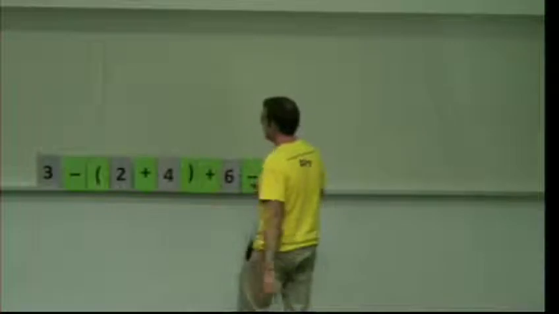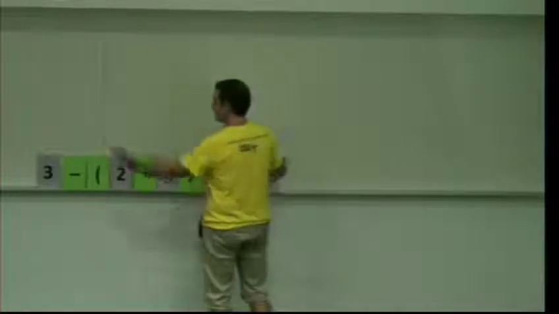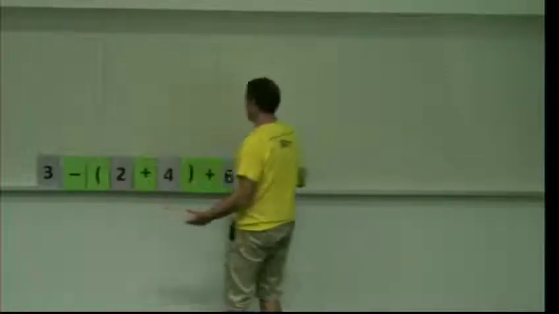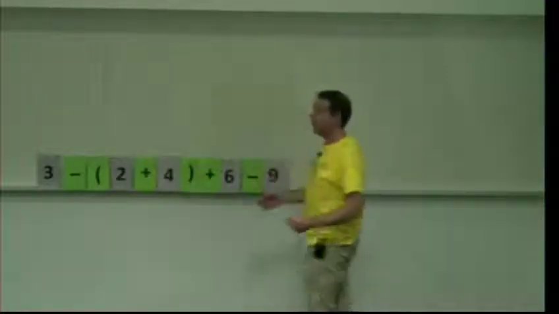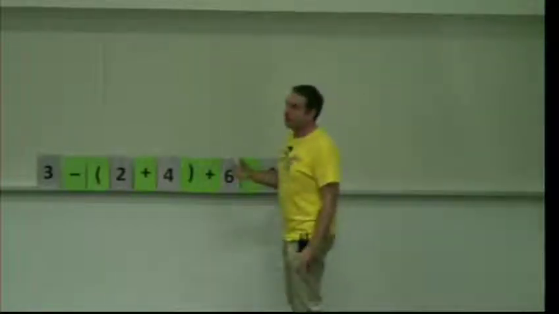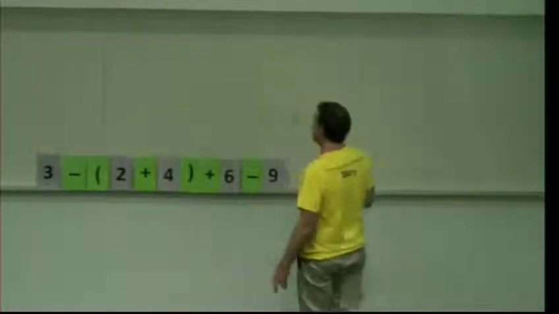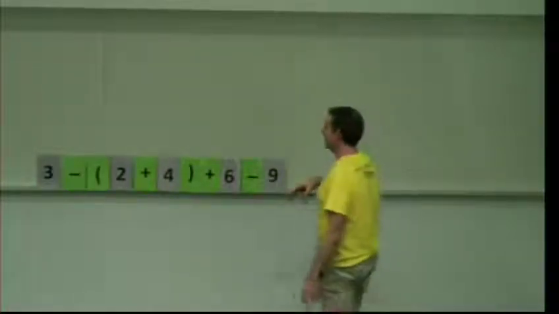If we look at this, I'll have 2 plus 4 will be 6. I'll have 3 minus 6 and then plus 6. So minus 6 and then plus 6 would come out as 0, and I have 3 minus 9. So my answer would be minus 6, whereas before it was 13. So, no it wasn't, it was 2 before. So it was 2 before, and now it's something different.